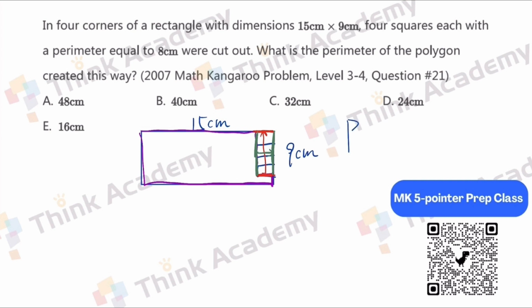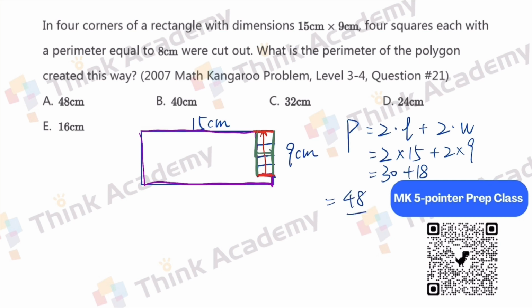So as we learned before, perimeter equals 2 times length plus 2 times width, which is 2 times 15 plus 2 times 9, which is 30 plus 18, which is 48. So A is the answer.